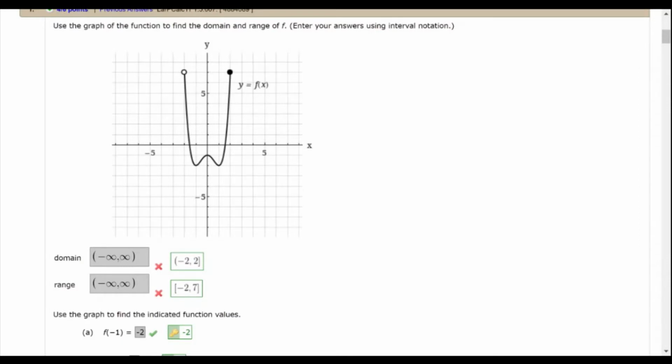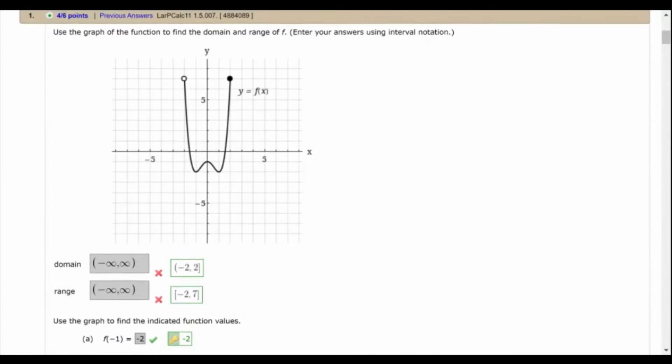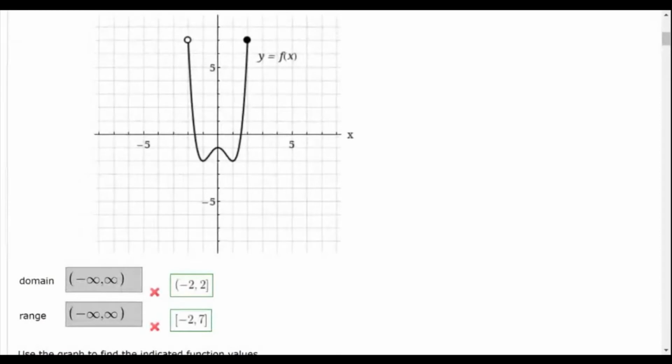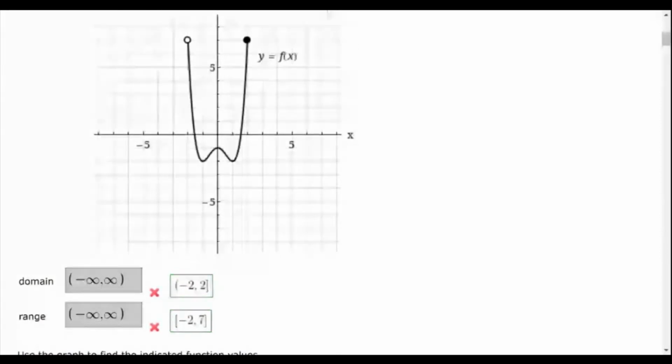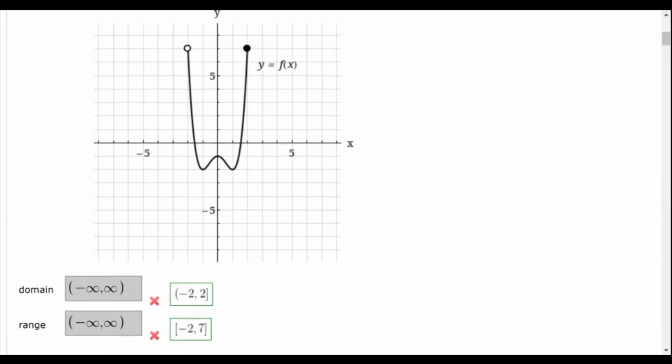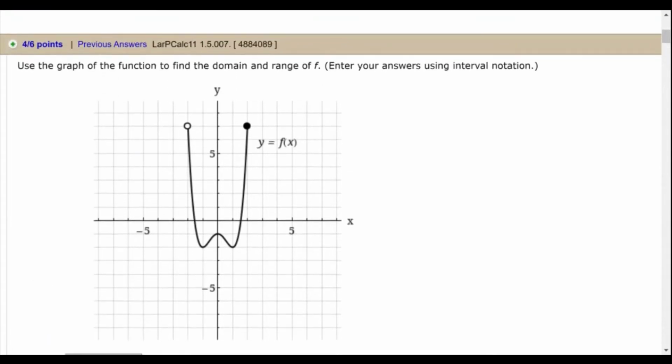Can I blow this up a little bit? Can you show the instructions one more time? Use the graph of the function to find the domain and range of f. Enter your answers using interval notation.